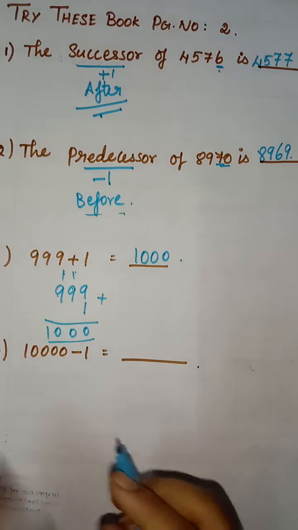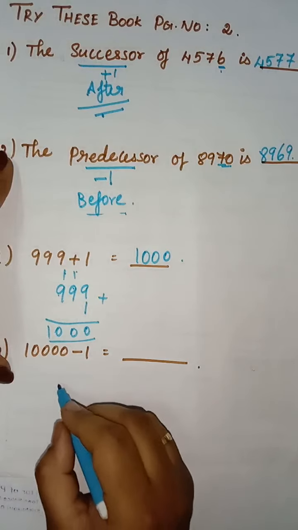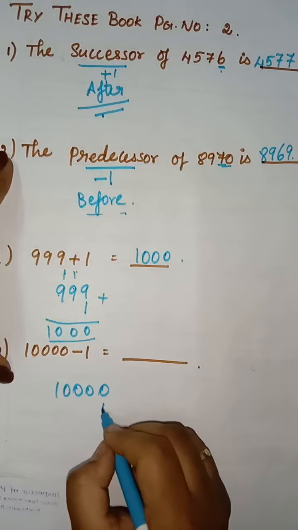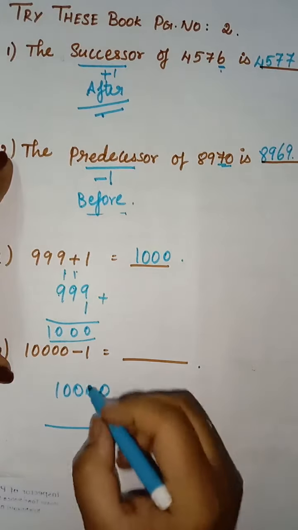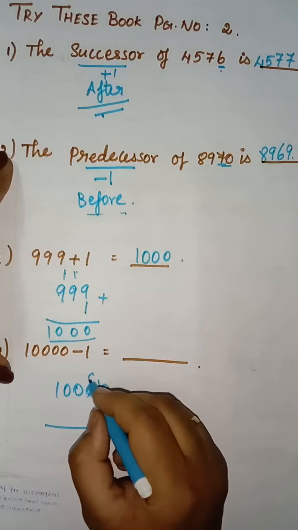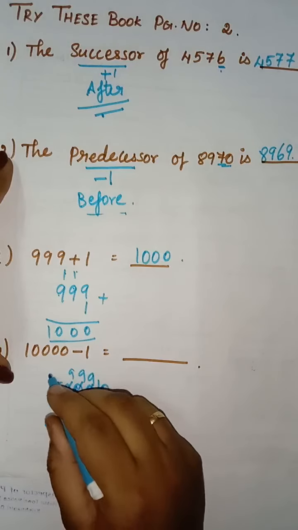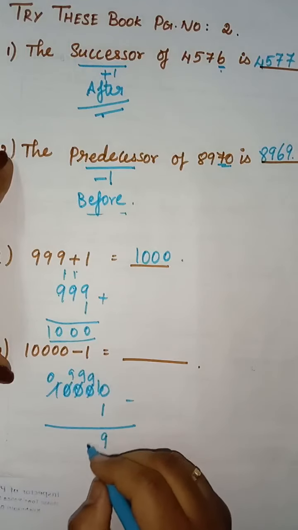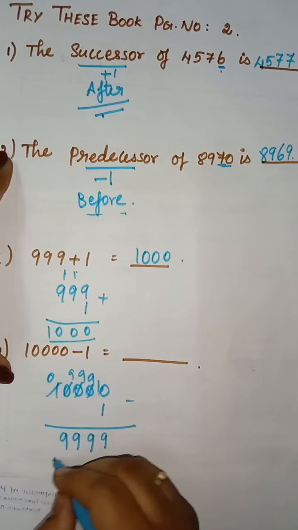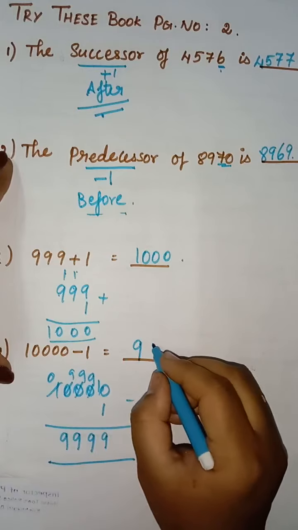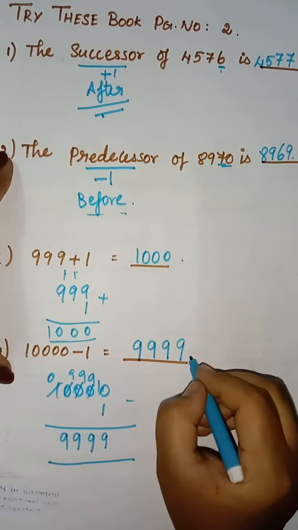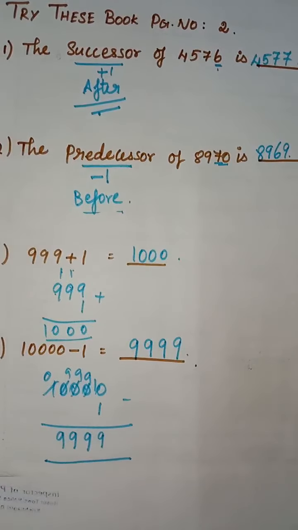Okay, next, that is 10,000 minus 1. So 10,000 minus 1. Here we are going to subtract. Here 9, here 9, here 9, here 9, because here it is 0. So your answer will be 9,999. So it is just a simple subtraction. Here we are borrowing and doing it. That's all. Just a simple subtraction and a simple addition they have given. We have to borrow and complete our work.